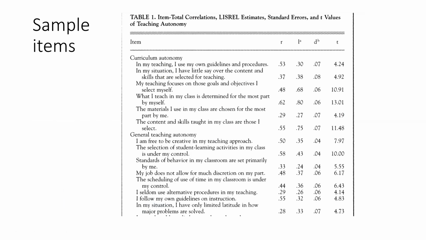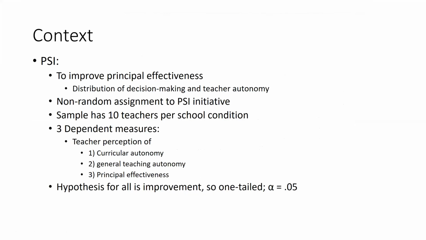So what we're going to say is that this particular researcher had a hypothesis that there would be improvement due to the PSI initiative in all 3 of these dependent measures. And so these are one-tailed tests, and the researcher has set an alpha level of 0.05.